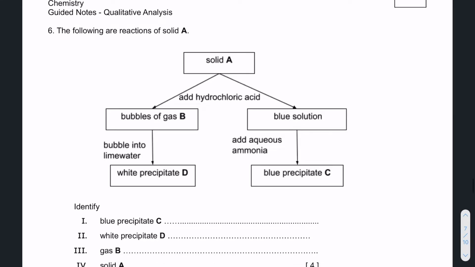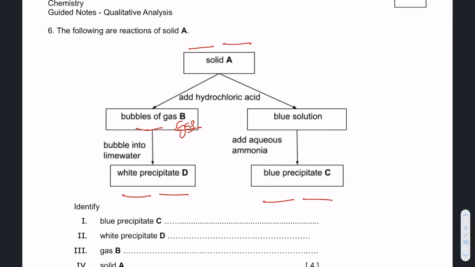Now we have question number 6. Question number 6 shows solid A. Solid A, again, two names. Precipitate, two parts of the name. Gas, we have something gas. And white precipitate, most likely two names as well.